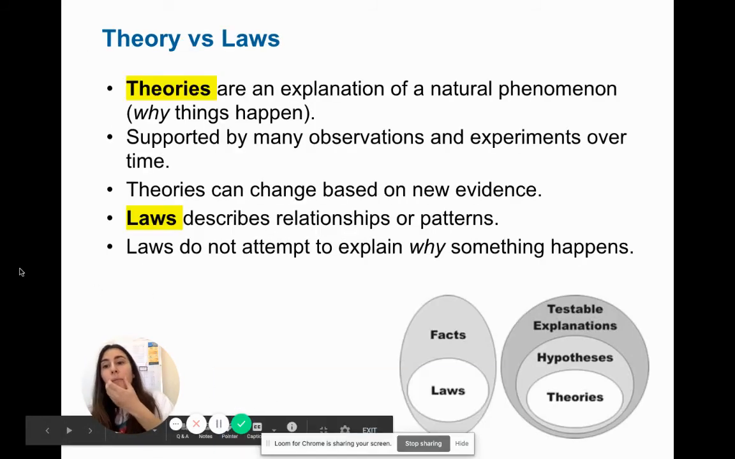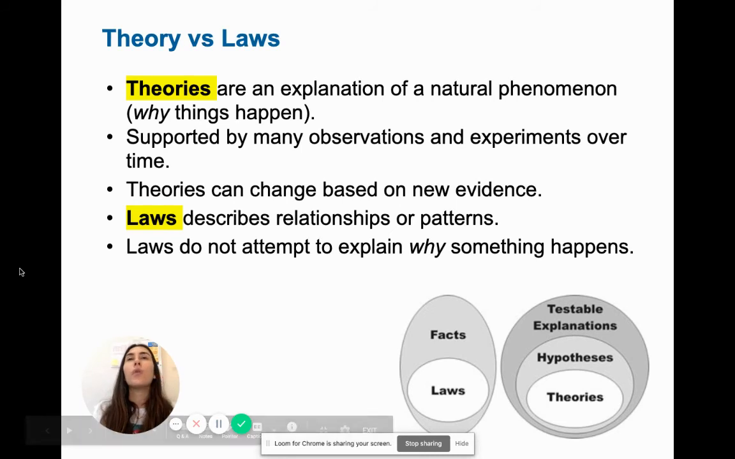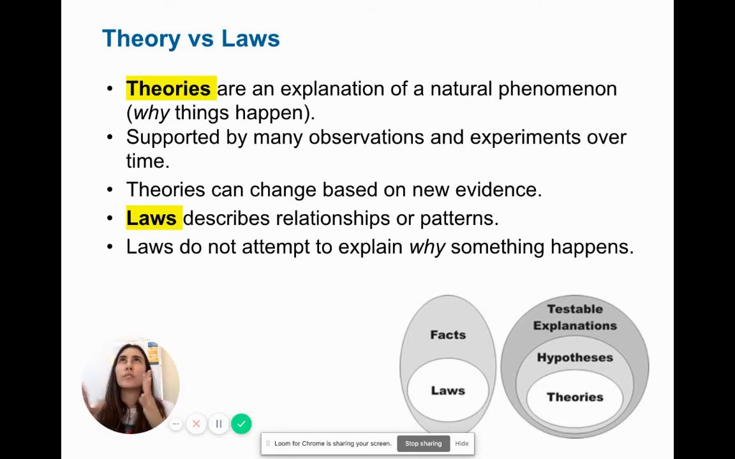Okay, so some terminologies that you might be hearing besides hypothesis are theories and laws. Okay, so what is the difference between a hypothesis and a theory and a law? Sometimes they might sound very similar. So a theory is an explanation of a natural phenomenon. Okay, so something that is happening around us that we observe, and then we ask ourselves, why is this happening?